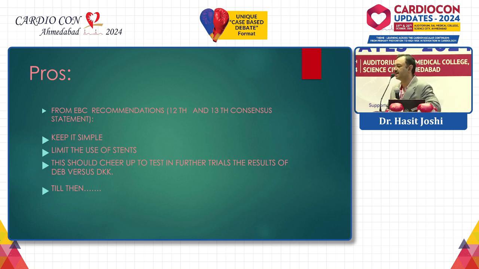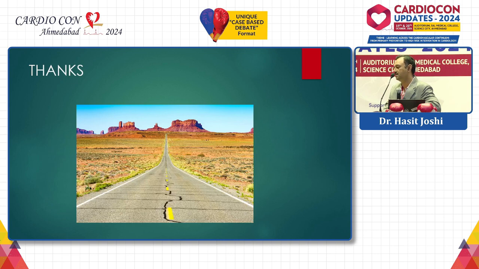Pros for DCB, if we want to do a DCB, we can take heart from the EBC recommendations, the 12th and 13th consensus statements. Bifurcations, try to keep it simple, limit use of stent. This should cheer us up to test the results of DEB versus double kissing strategy in further trials. Till then, it's a long road. We need trials. Thank you.